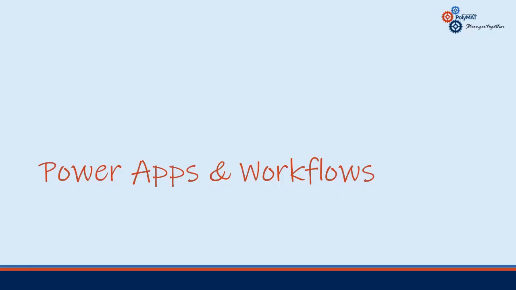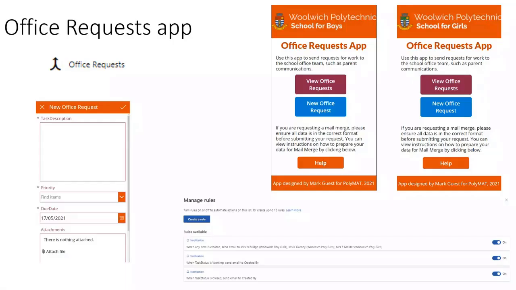So here are some of the apps. This one is an office request app. If you want to send letters or communications out to parents, there's a little form that you fill in. What's the task that you want the office to do? What's the priority level? When's it due by? Attachment if you want.